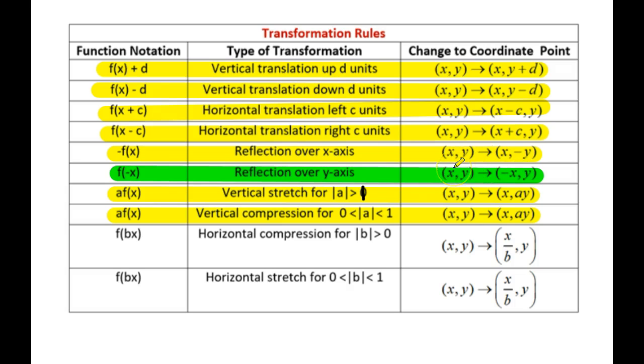If the original x value was -2, now it would become a +2. So the x value is going to change to the opposite. The y value is going to stay the same. That's what occurs when we have a reflection across the y-axis.